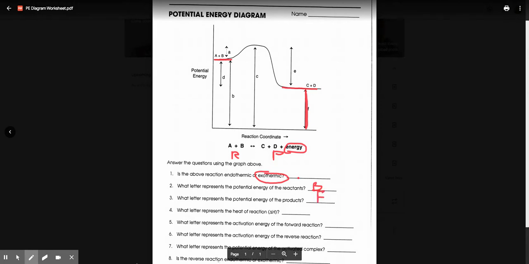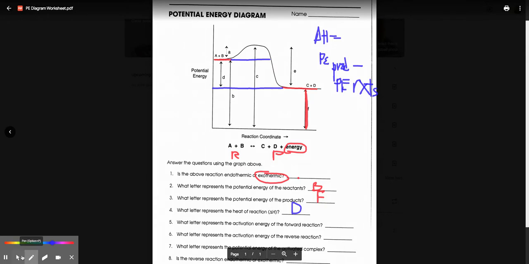What letter represents the heat of the reaction? The heat of the reaction is the difference between those. So let's say that's delta H equals PE of products minus PE of reactants. I need to get my other mouse. Can you read that? Not really. I just see kind of an N and an X and a T. There shouldn't be an N there at all. Okay. So the difference between those is right here. What's that letter? D. Okay.